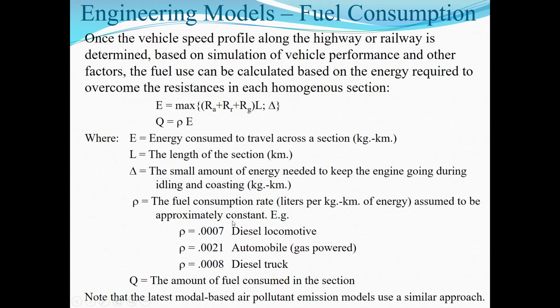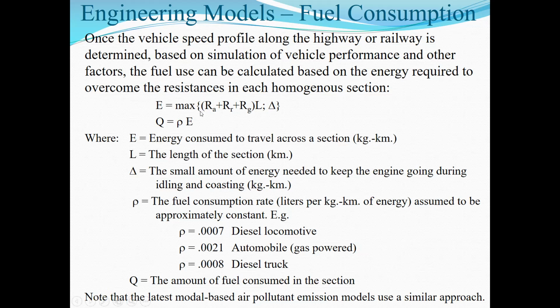And then, again, these numbers might change. Fuel consumption rate, in liters per kilogram-kilometer of energy: you can figure that out by using these factors, 0.007, 0.021, 0.008. Okay, and then Q will be the amount of fuel consumed in the section. It is rho times E, where rho comes from these values, and E comes from the equation right above that. And then you could have models not just for the energy consumed, but also for the amount of pollutants released or something like that.